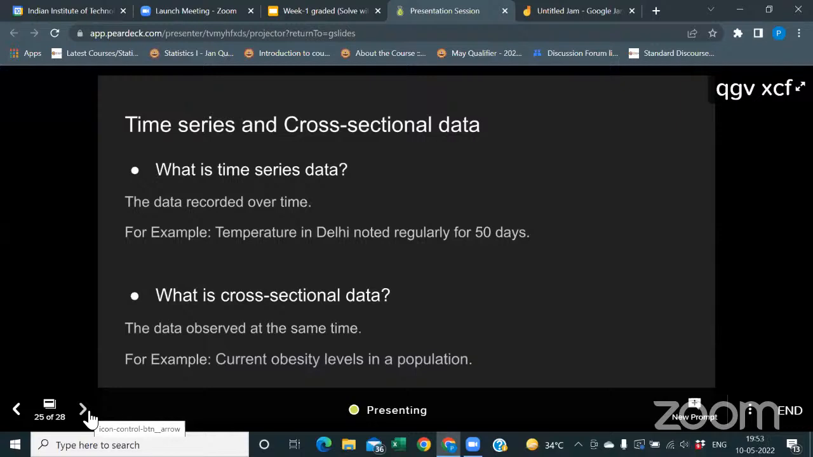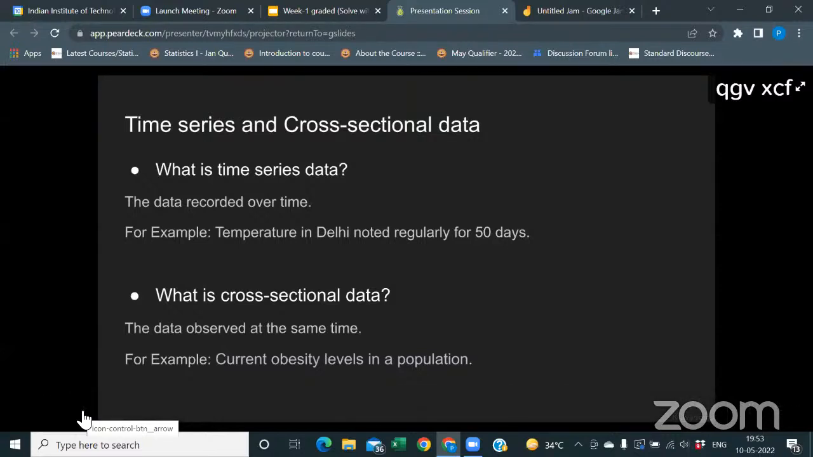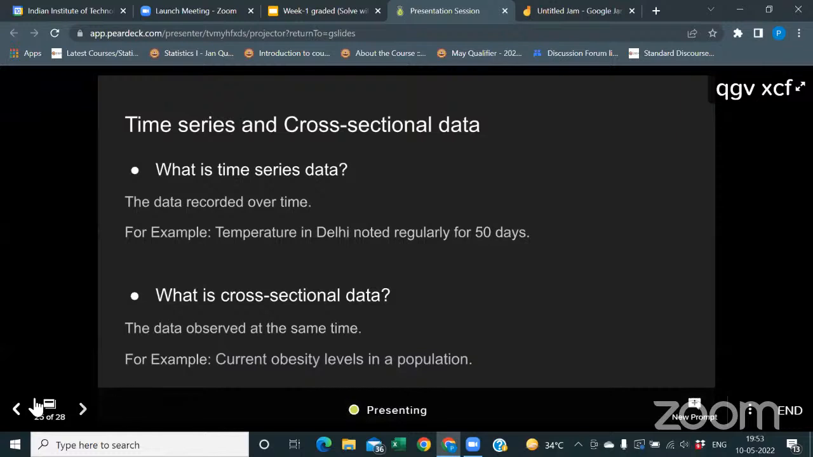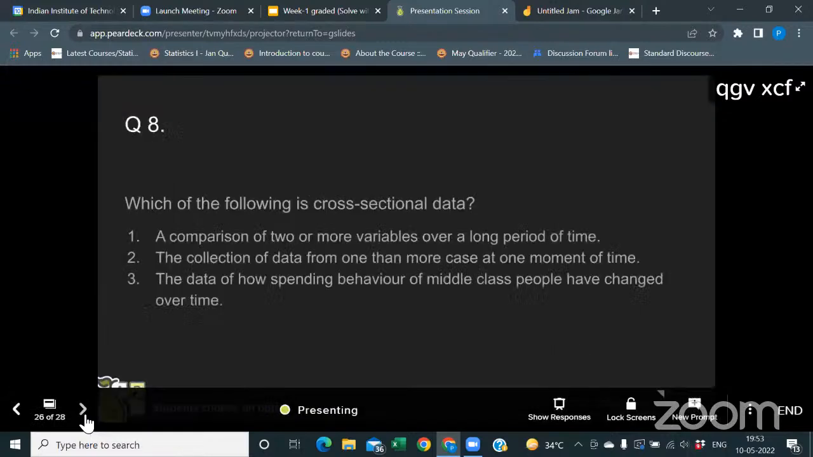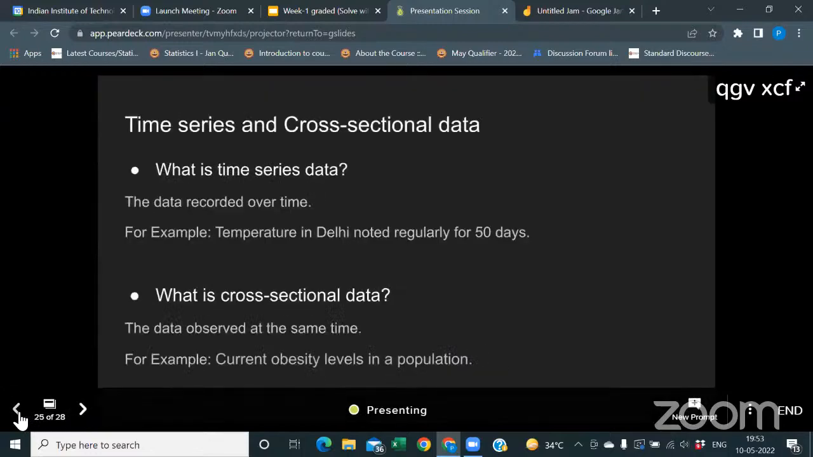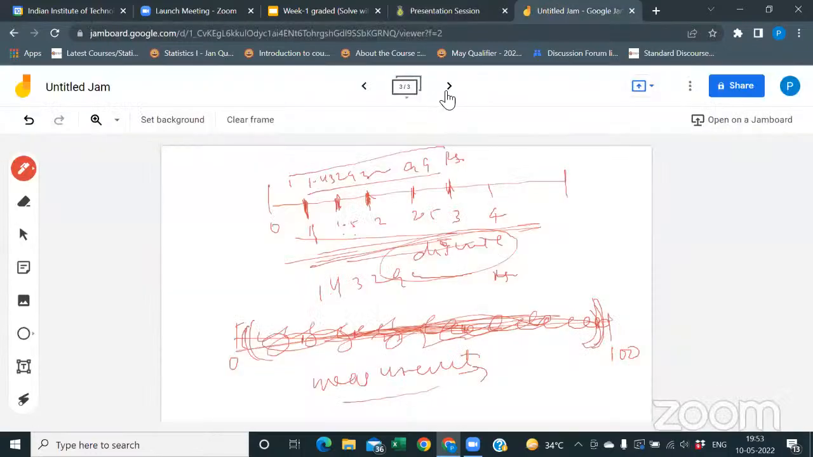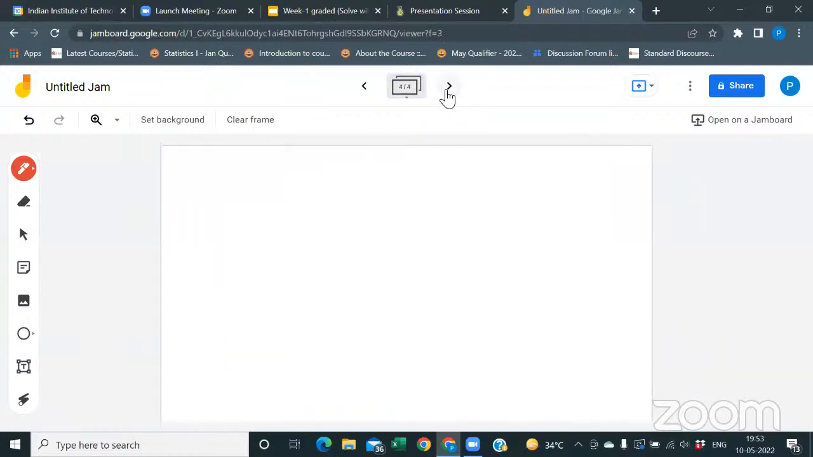So can we say that cross-sectional data is independent of time? Independent of time means what? We are measuring it at the same time, not independent of time. Sir, places can be different. For example, one second, I will take one minute after that. That question is the last question.